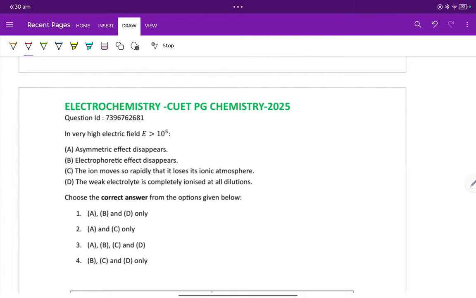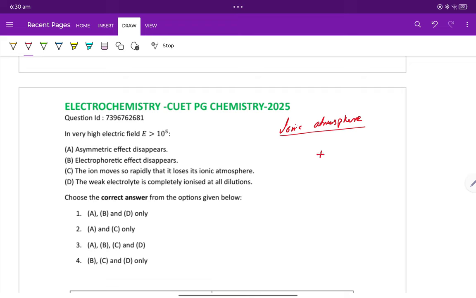Our next question is regarding the asymmetric effect and electrophoretic effect. Actually, this comes from the theory of ionic atmosphere. Students should be very familiar with the theory of ionic atmosphere to score good marks, especially in the CUET PG and also in the JAM, because that is the center of many concepts in electrochemistry.